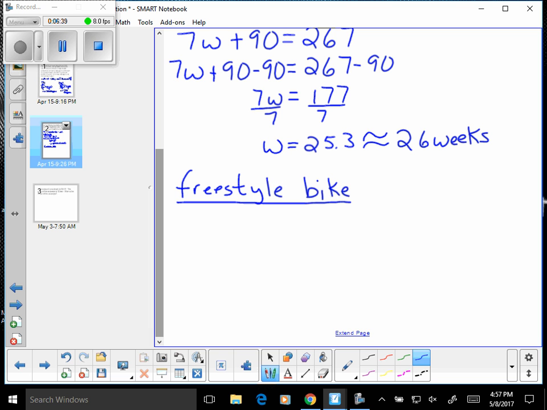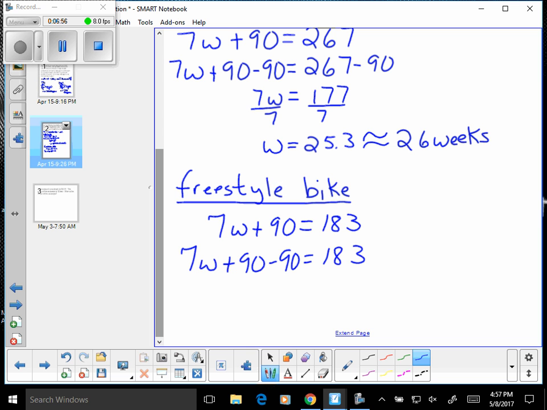All right, class, now your equation is going to be pretty similar. 7W plus 90, only instead of 267, this time it's going to be 183. Now just like before, you're going to take 7W plus 90. You're going to have to subtract that 90 from both sides, because we need to get down to W, and at first we need to get to 7W. This is going to be 93. Then we are going to divide both sides by 7.